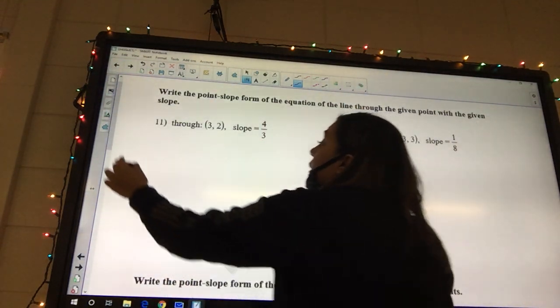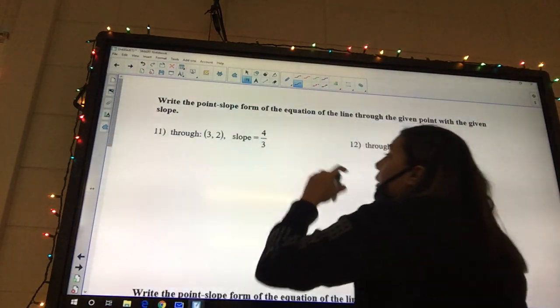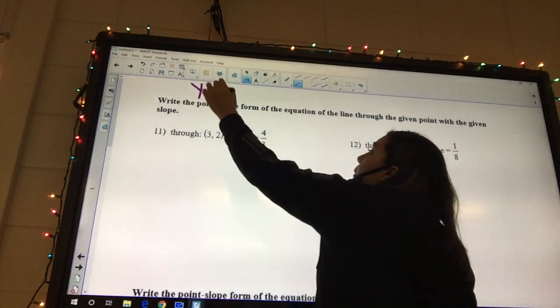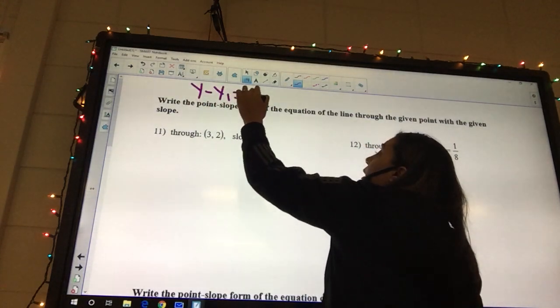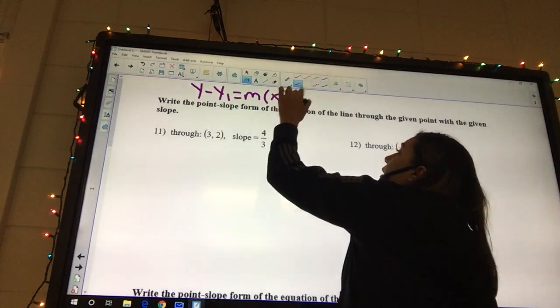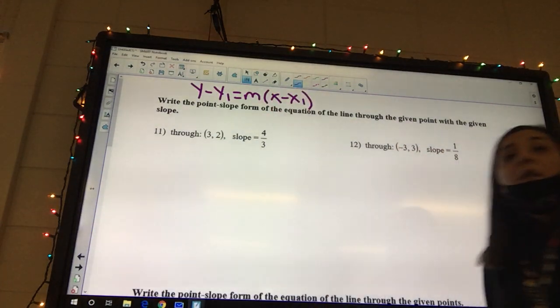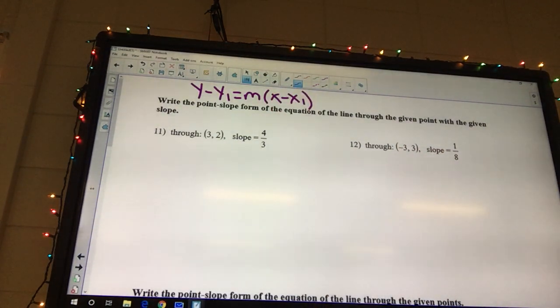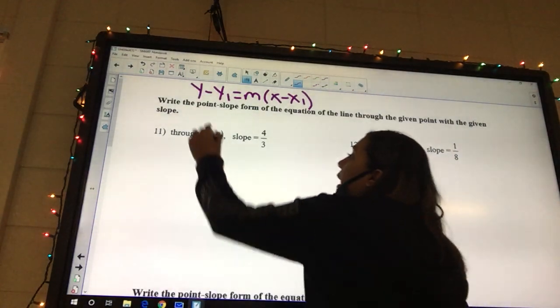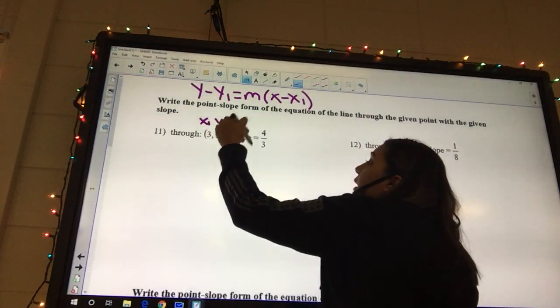Okay, 11. It says write the point slope form. Point slope form is y minus y1 equals m(x minus x1). And so we can say, well, that's what we need our answer to look like. My answer should have parentheses in it, okay? And we say, well, let's look at what we've got. Well, I've got a point, and I've got a slope.